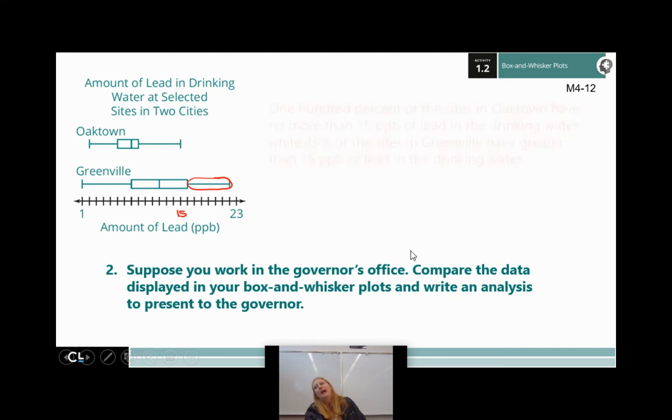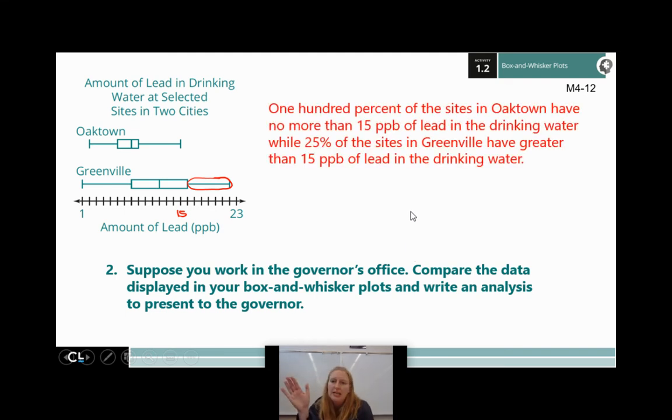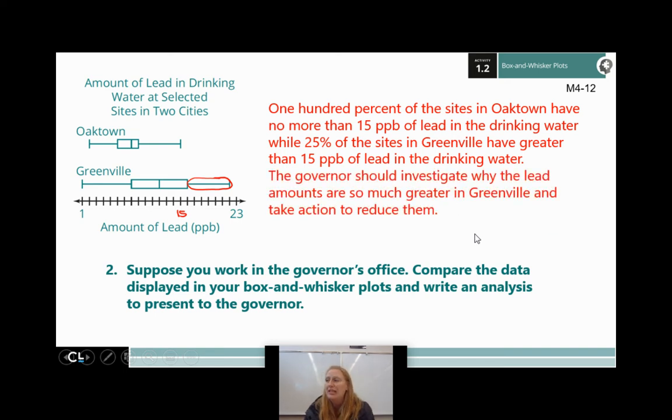So I'm going to tell the governor, look, 100% of the sites in Oaktown are good. 100% of the sites in Oaktown are totally fine. But 25% of the sites in Greenville have greater than 15 parts per billion of lead in the drinking water. So I would tell the governor that he or she, I think in this case, should investigate why the lead amounts are so much greater in Greenville, and of course take whatever actions need to be taken to reduce those amounts. Those poor people living in Greenville, that's definitely not a good thing.